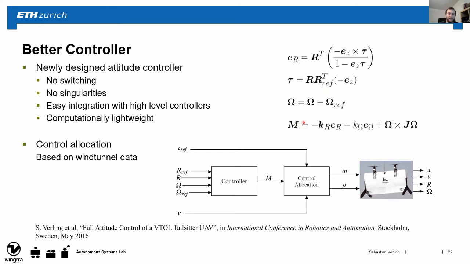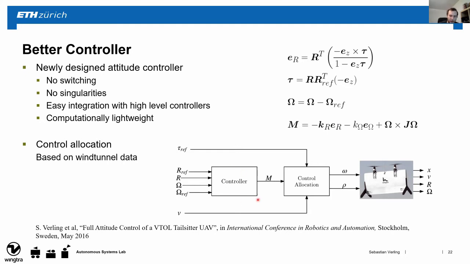So we can then say that the moment we want to apply to the system is some gain matrix times the attitude error and a gain matrix times the angular rate error. This part here in the end is just to compensate for some rigid body dynamics.